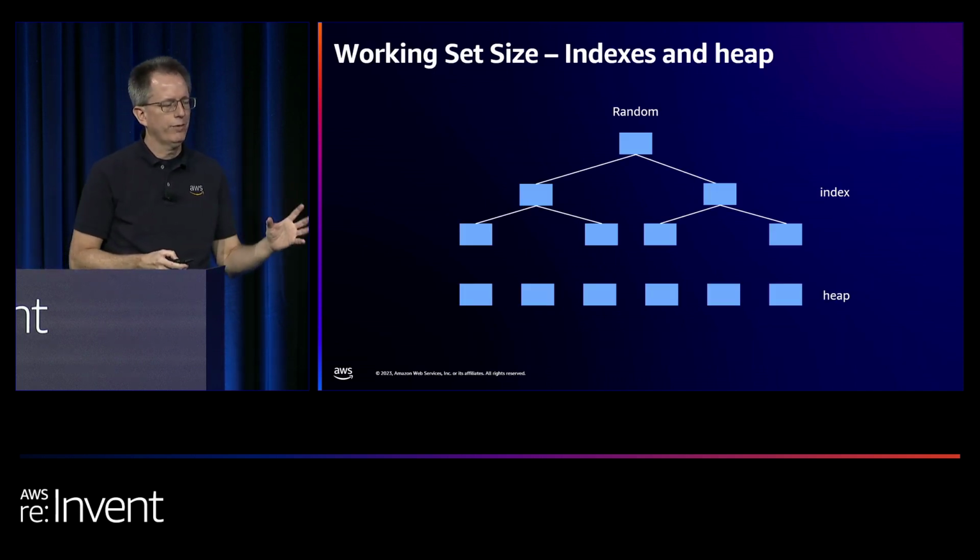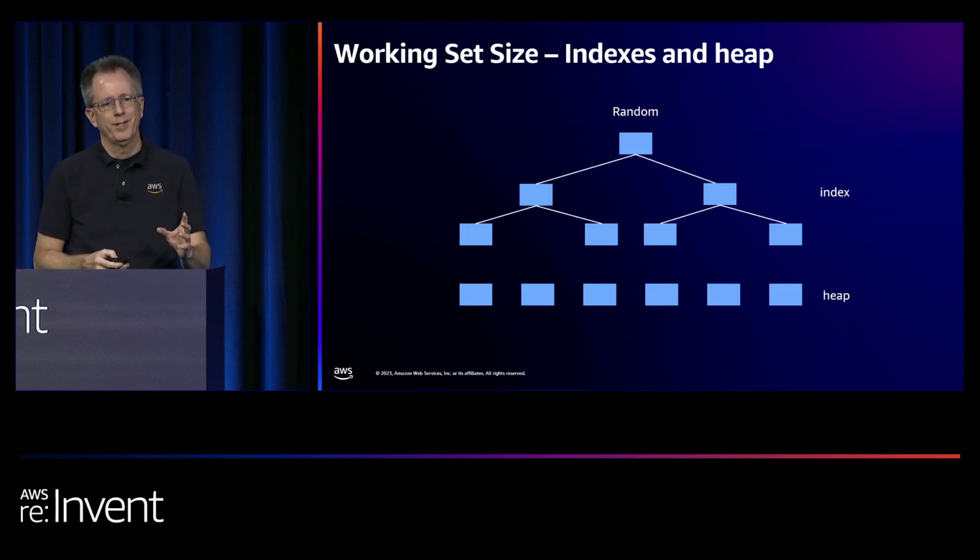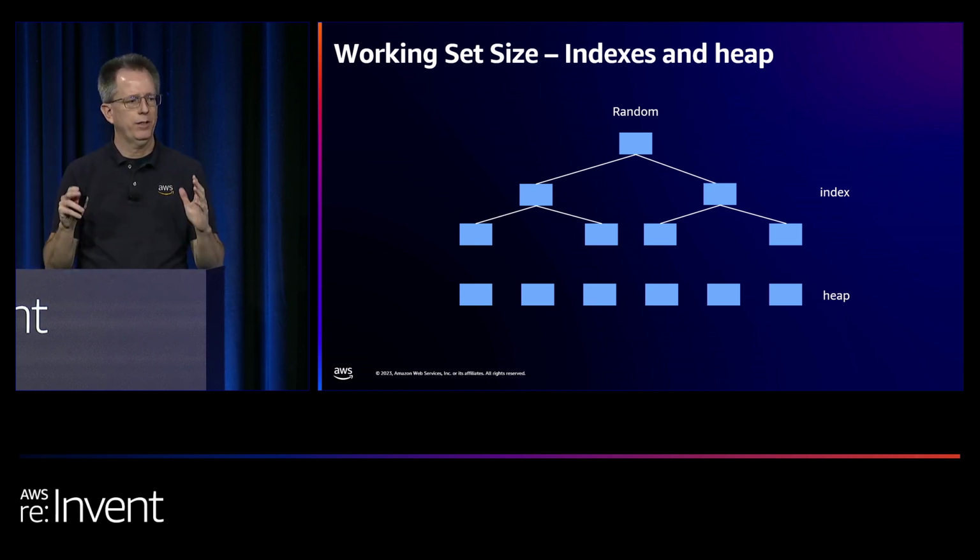Now, one word of explanation. When I say random, just because the workload is random doesn't mean all the block heat is going to be uniform. Because we have indexes. And when we access an index, a random index, we're going to go through the tree, right?